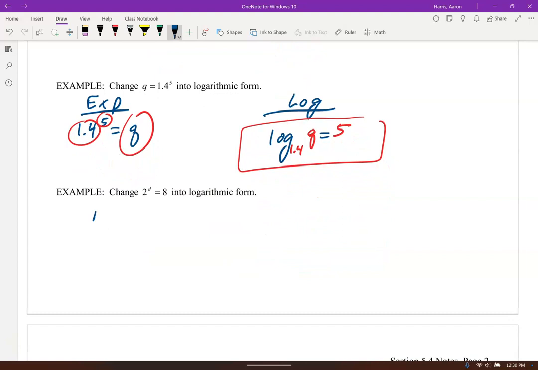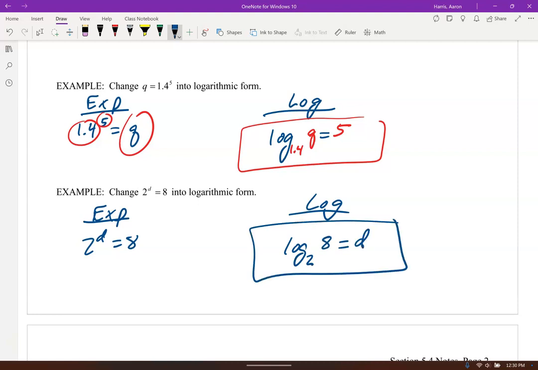This one here is in exponential form. 2 to the d equals 8. Let's put it in the log form. I write the log, I write the equal, and I'm going to go 2 to the d equals 8. And that's how I remember that. So log base 2 of 8 equals d.